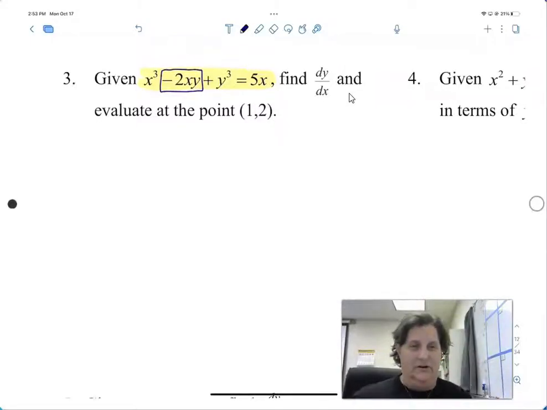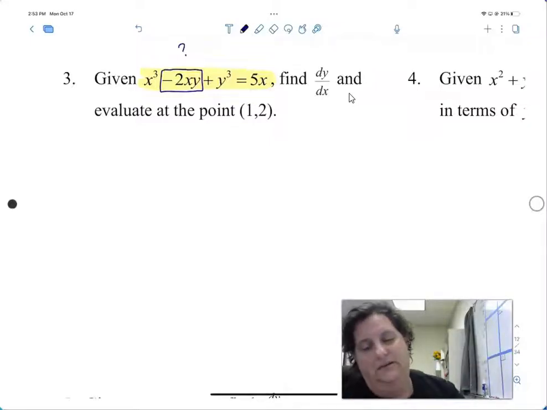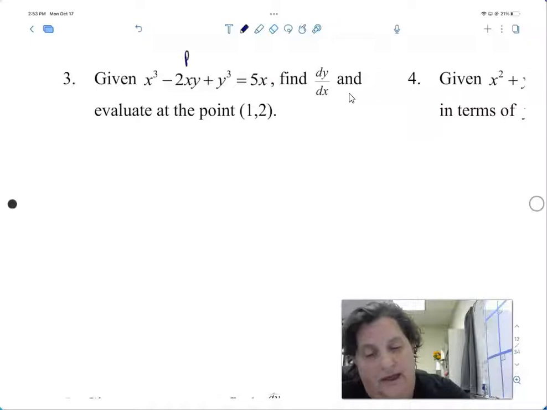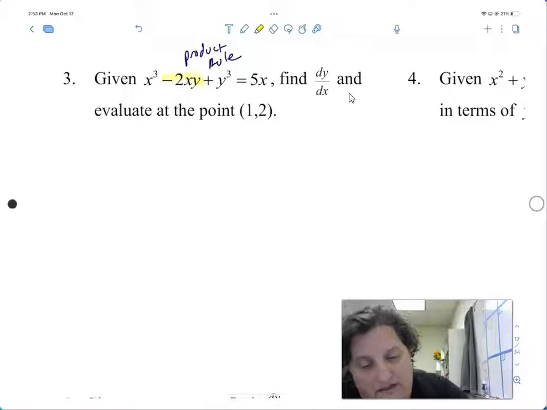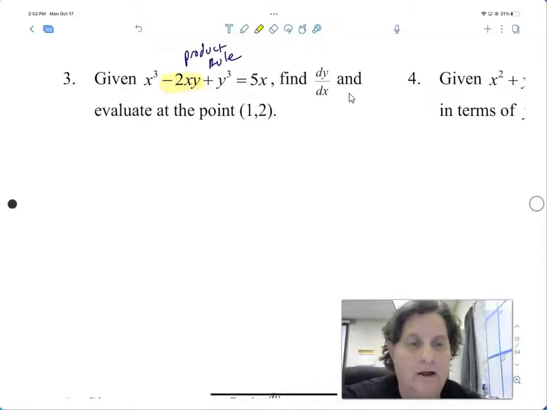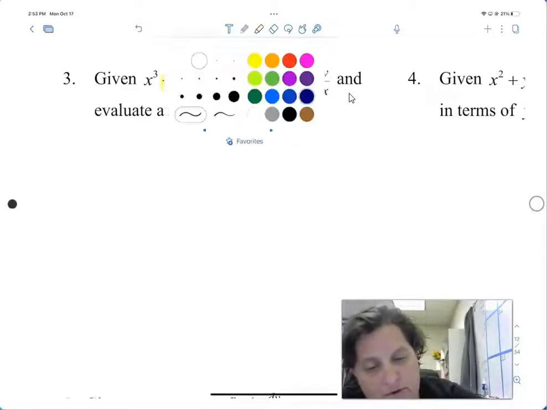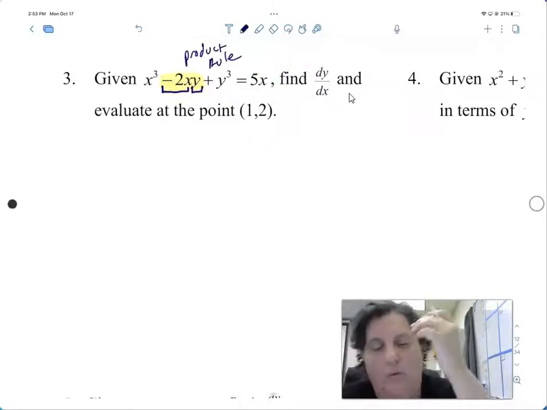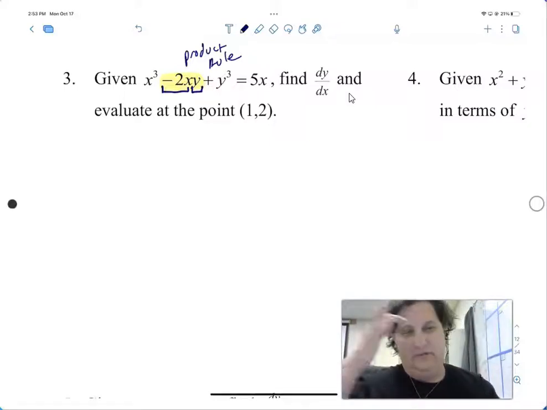Like the derivative of x cubed is 3x squared, the derivative of y cubed is 3y squared, and the derivative of 5x is 5. Nothing too tricky there. But the question is, what do I do with that? It's kind of a big bummer: you have to do a product rule with just this part right here. Here's what I use for my two products: negative 2x as one, y as the other, because we have two different variables.